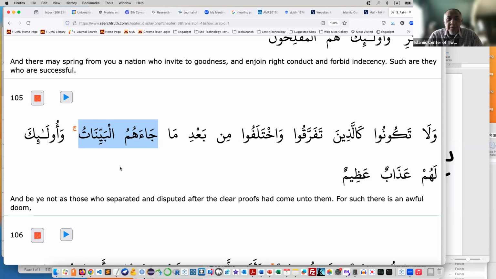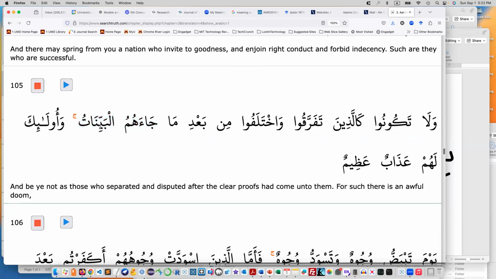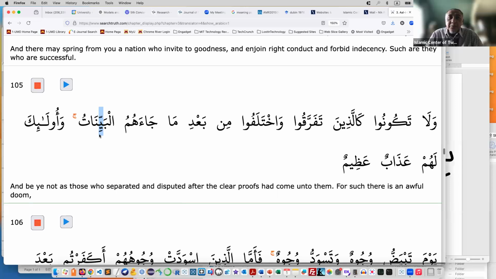Ja'a humul bayana. Okay. This one we don't see very often. So this is the first time I think we see this. So this is something that we haven't seen before. So let's go through this a bit more carefully.